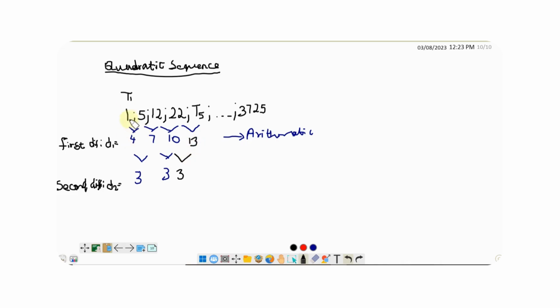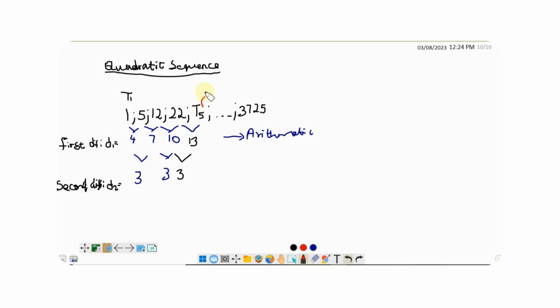And now, let us look at the top part. We have 1 plus 4 is 5, 5 plus 7 is 12, 12 plus 10 is 22, 22 plus 13 is 35. See the relationship? Therefore, this term here, T5, will be 35.